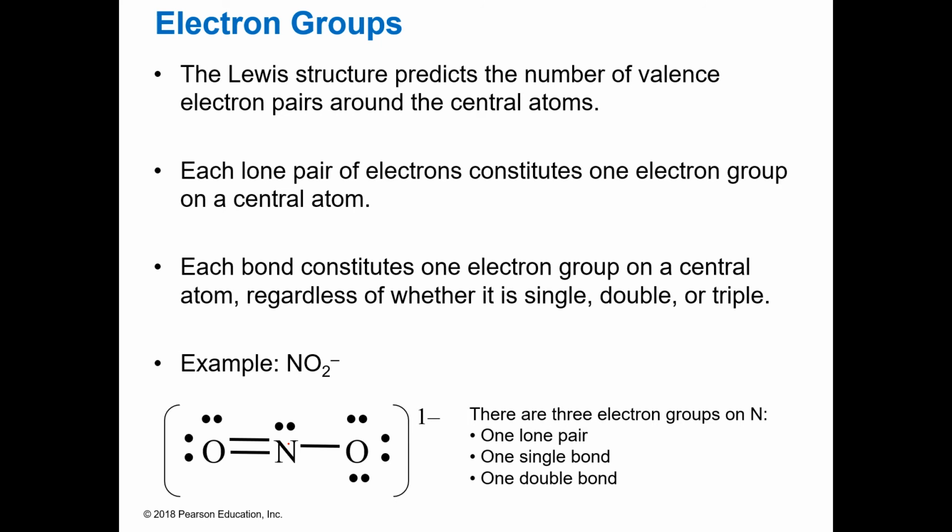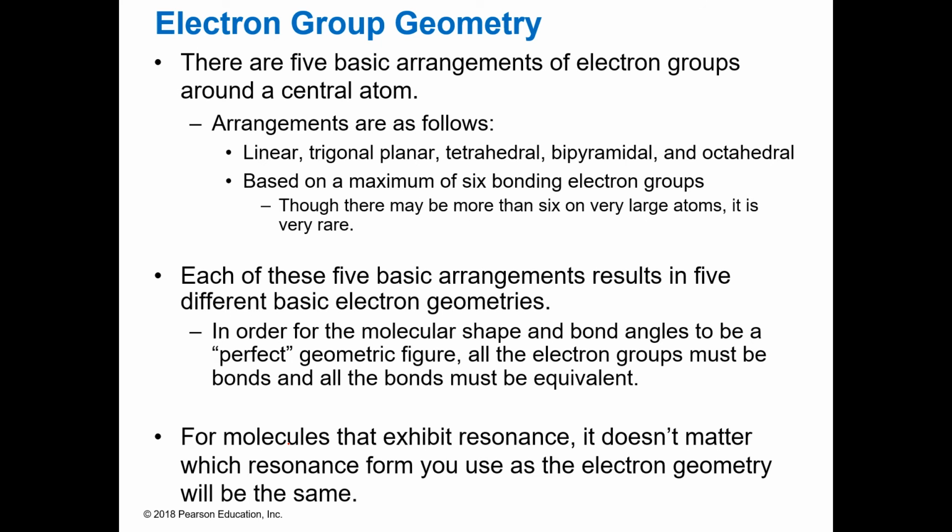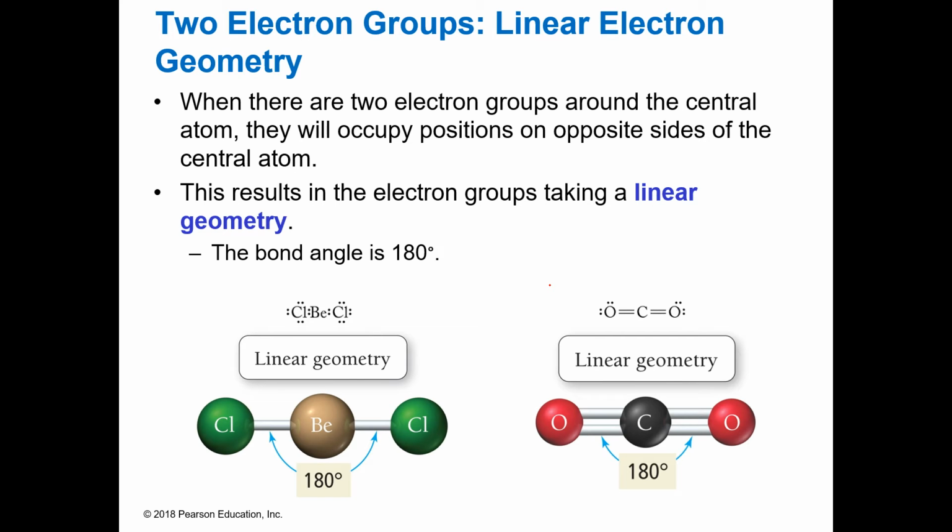There are 5 basic arrangements of electron groups around a central atom. And these are them. We're going to go over a chart, so I'll show that to you. Each of the 5 basic arrangements results in 5 different basic electron geometries. Okay. So we are going to look at the first one.